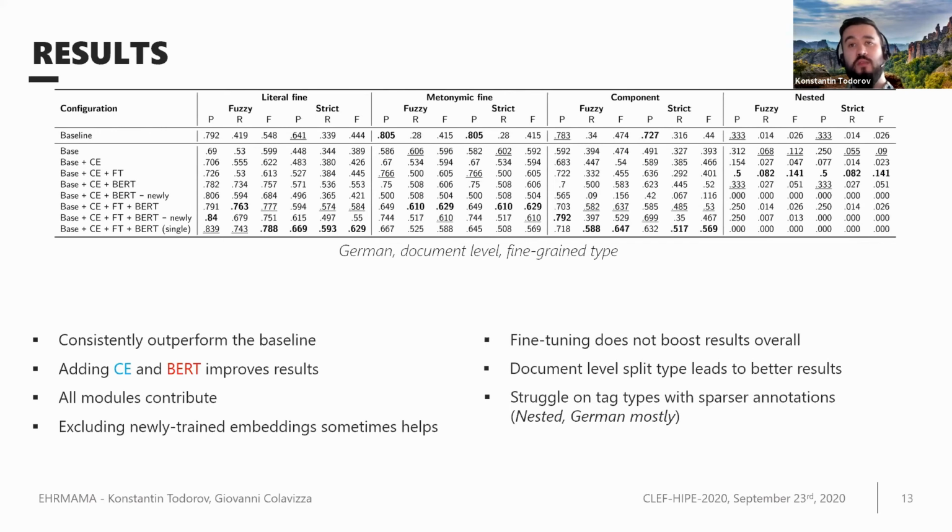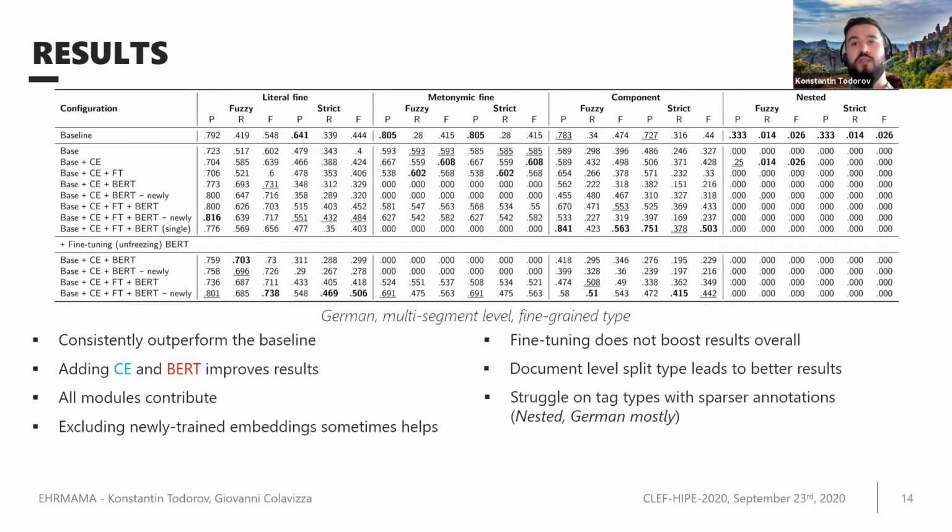However, for German, we see another thing: our models struggle on the sparser annotation. This is mostly visible to the right of the table in the nested tag type, where we have several results where the model is not able to predict anything, and this is even more visible in the multi-segment level, where you can see that most of our configurations are not able to be predictive at all. However, for the multi-segment level for German, we see that fine-tuning actually seems to be working better, and our best results are here with fine-tuning.